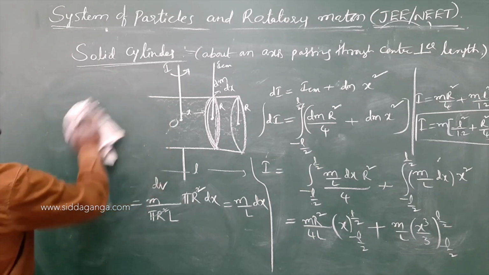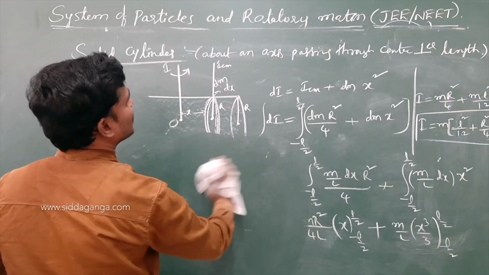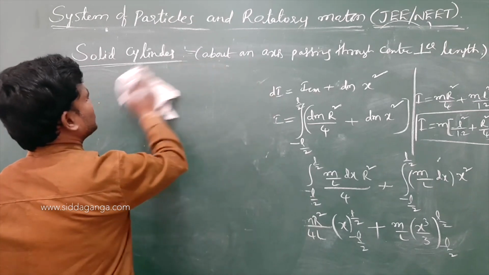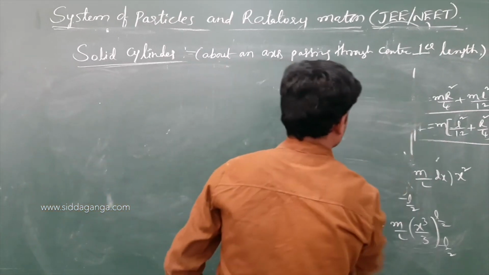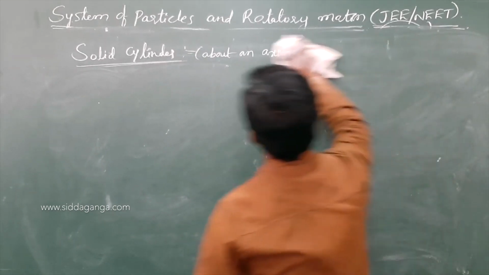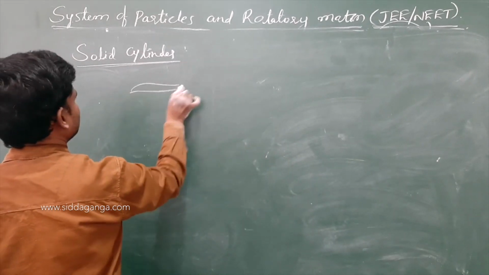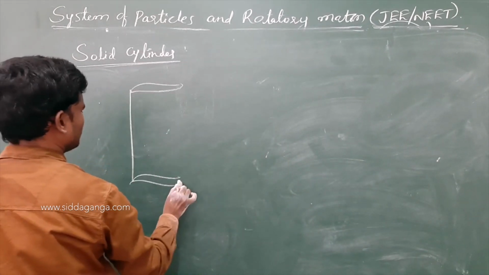Let me find the moment of inertia about its own axis. See the next formula, about its own axis, like this. This is the solid cylinder.